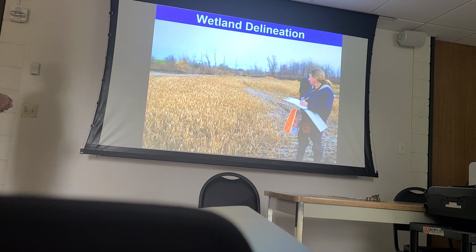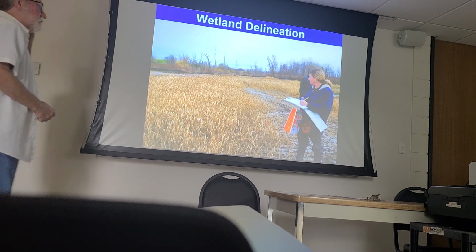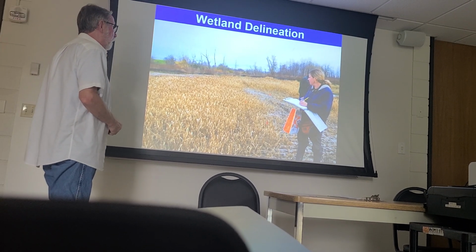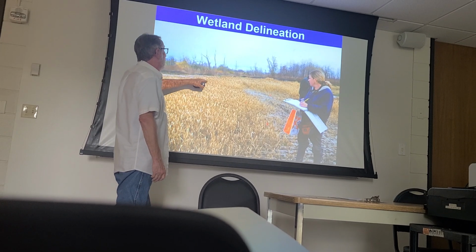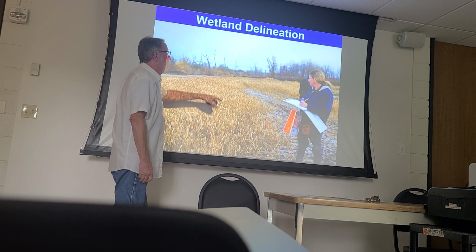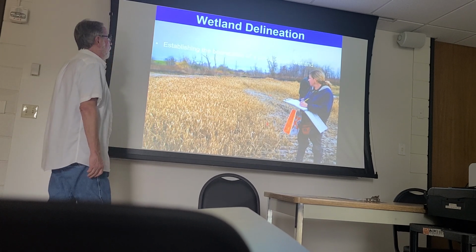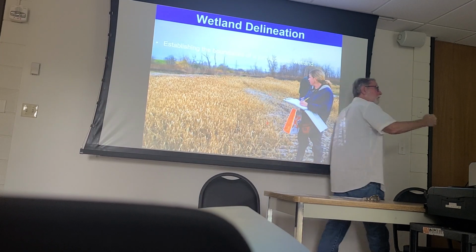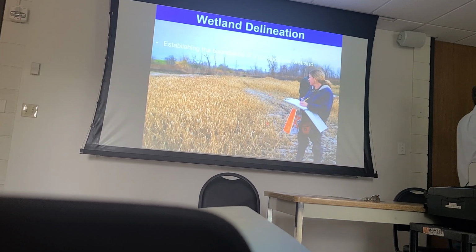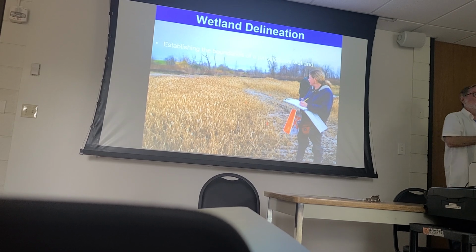So you'll see this is a wetland delineator doing her job. She's looking at this area here. Is it wetland? Is it not wetland? Where does it start? Where does it end? That's basically what she's doing here. And so what you're doing is you're establishing, you're putting flags around a jurisdictional wetland. You're being able to claim this area as a jurisdictional wetland.